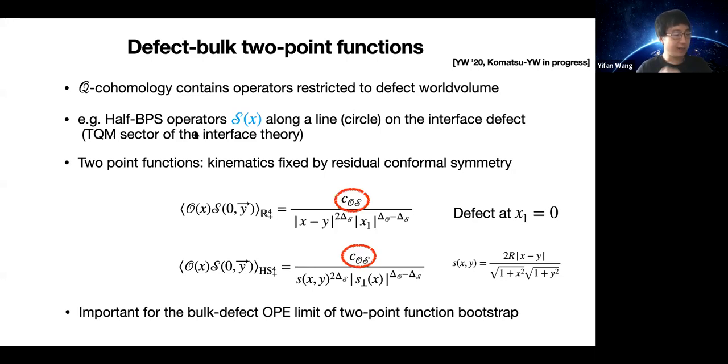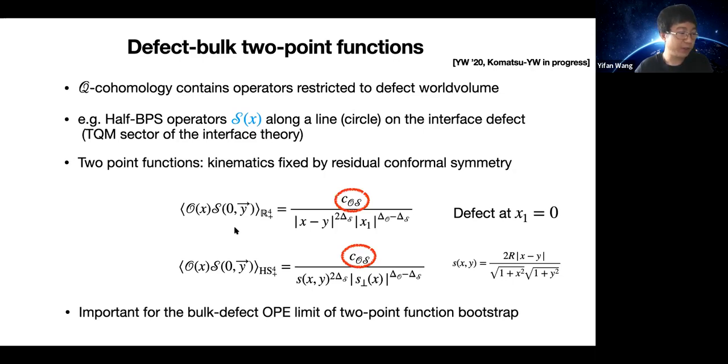Okay, so the most fundamental observable you can build out of local operators in the bulk and the local operators restricted to the defect are the so-called bulk defect two-point functions. So the two-point function of O and S, where the 0 here means that it's restricted to the defect, X1 equal to 0.